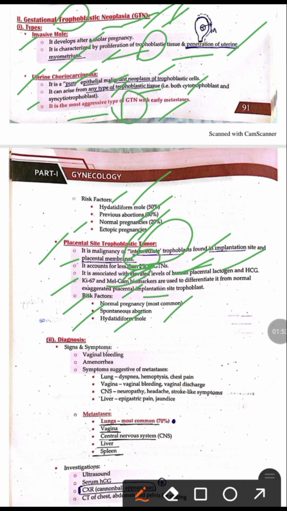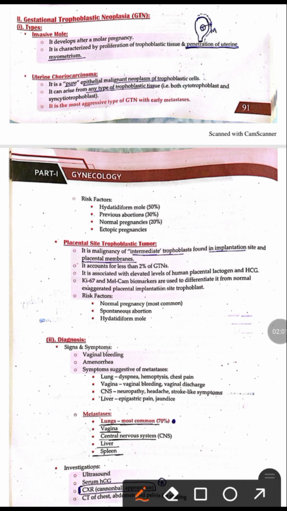The signs and symptoms of gestational trophoblastic neoplasia are vaginal bleeding and amenorrhea, and there are symptoms suggestive of metastasis. In case of lung metastasis, there may be dyspnea, hemoptysis, and chest pain. In case of vaginal metastasis, there may be vaginal bleeding and discharge. In case of CNS involvement, there may be neuropathy, headache, and stroke-like symptoms. In liver metastasis, there may be epigastric pain and jaundice. Metastasis occurs to the lungs most commonly. In 70% of the cases, there may be metastasis to the vagina, central nervous system, liver, and spleen.